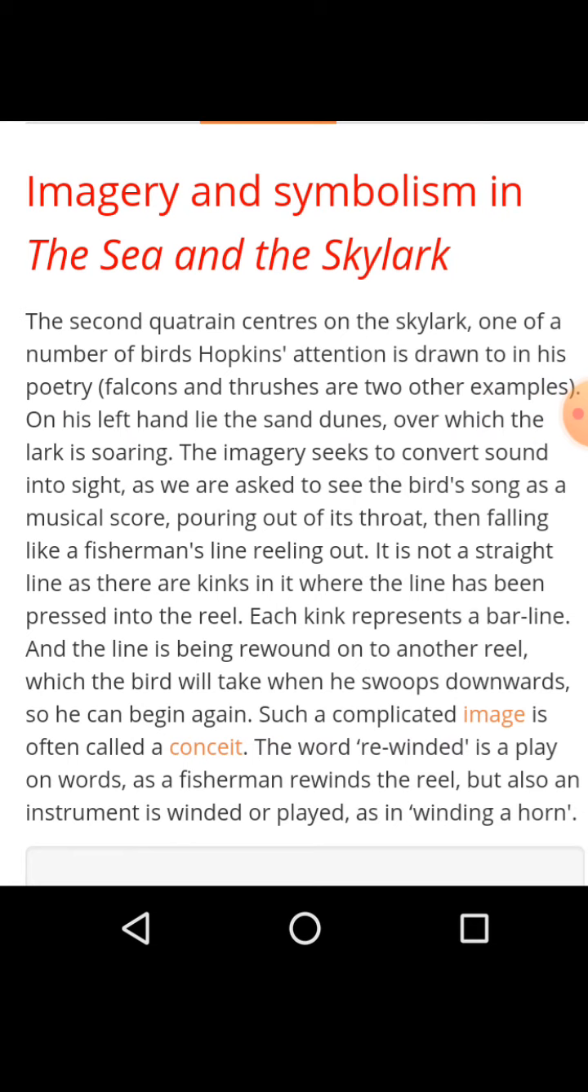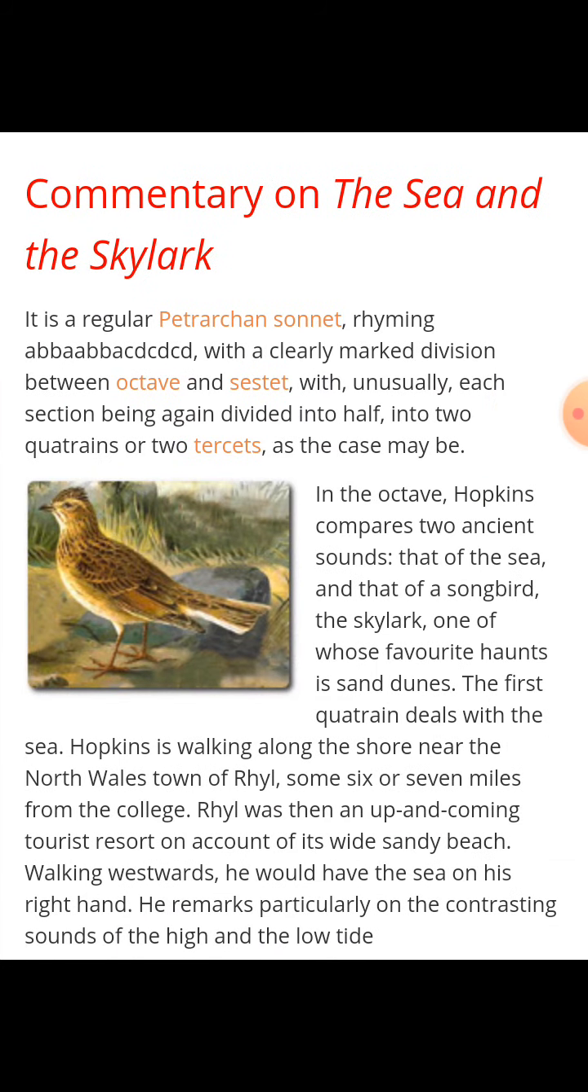Such a complicated image is often called a conceit, and Hopkins uses a conceit in this sonnet. Conceit is an extended metaphor. The word rewind is a play on words, as a fisherman rewinds the reel, but also an instrument is winded or played, as in winding a horn. Commentary on The Sea and the Skylark.